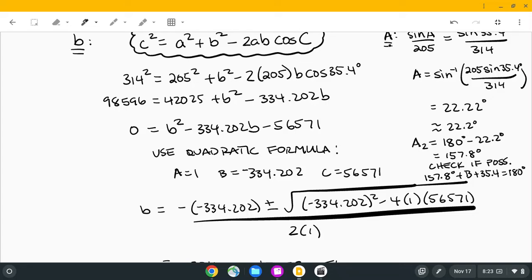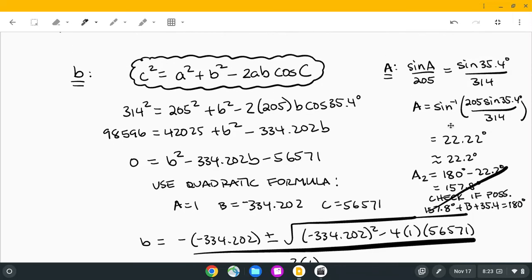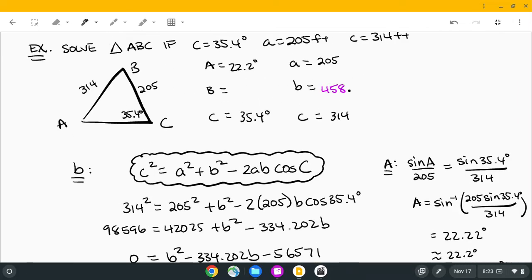No, because 157 plus 35 is more than 180. There's no room for B. So this is not possible. Okay, so not possible. So we do only have the one triangle case.